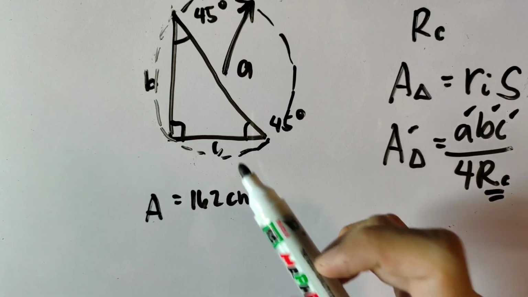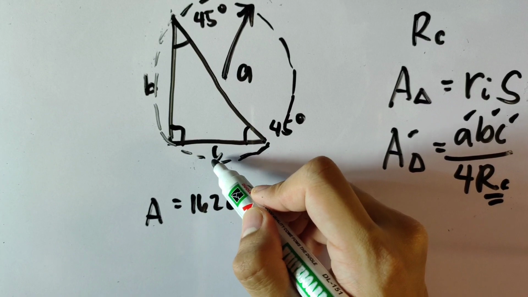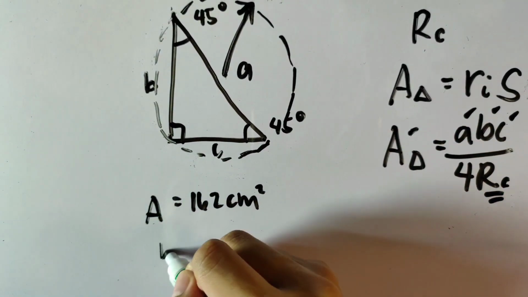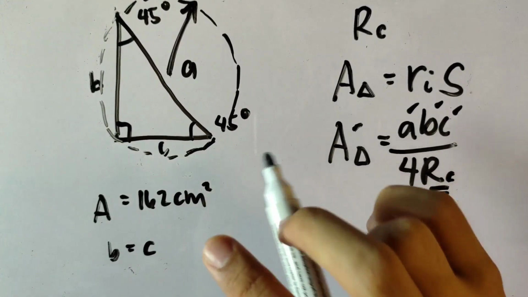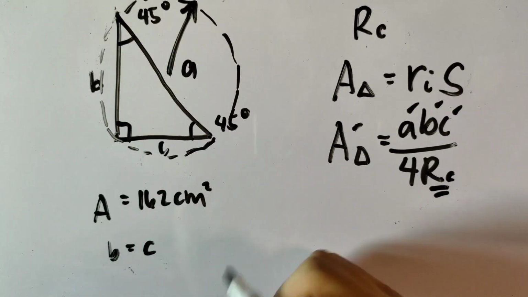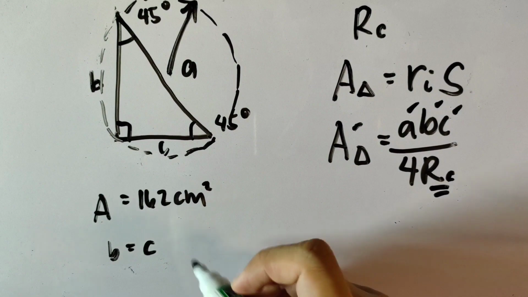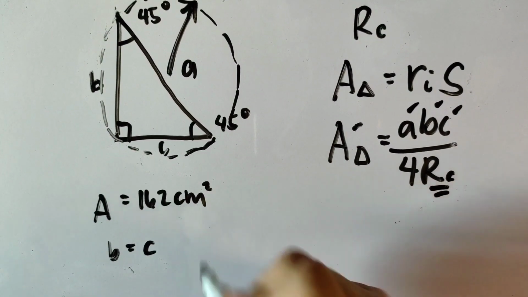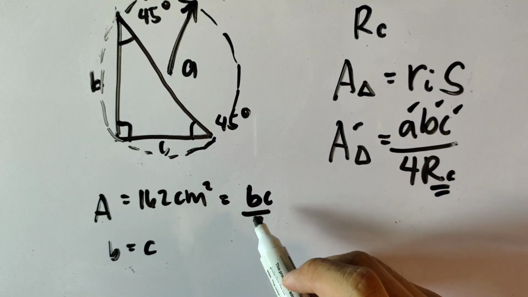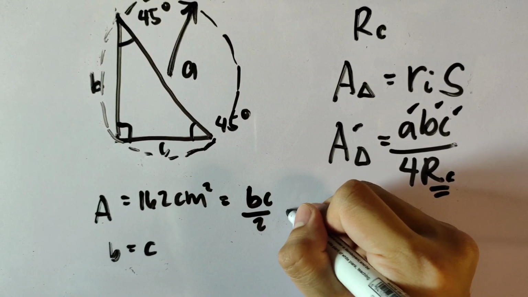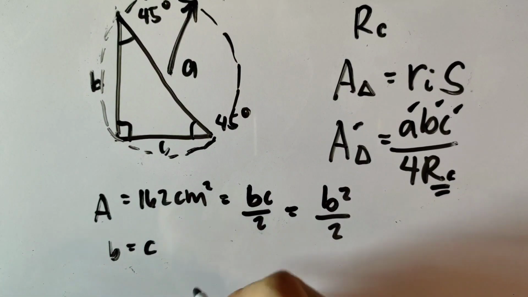Since sabi kanina, yung triangle daw natin ay isosceles triangle, ibig sabihin yung C natin dito ay equivalent din sa B. So yung B natin is equal to C. Since meron tayong right triangle, kapag pinag-multiply natin yung dalawang legs divided by 2, equivalent siya sa area. So B times C divided by 2 is equal to yung area ng triangle, which is 162 cm squared. Pero since yung B natin at C natin ay equal, equivalent din ito sa B squared over 2.